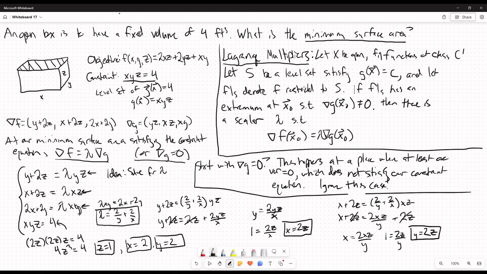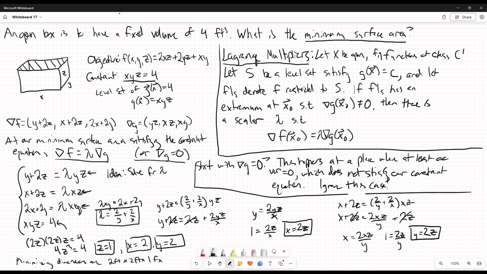And those are going to be the dimensions that minimize our surface area. We might want to put units on those. That's going to be minimum dimensions, or minimizing dimensions, I'll say, are, well, we should go x by y by z. That's going to be 2 feet by 2 feet by 1 foot.